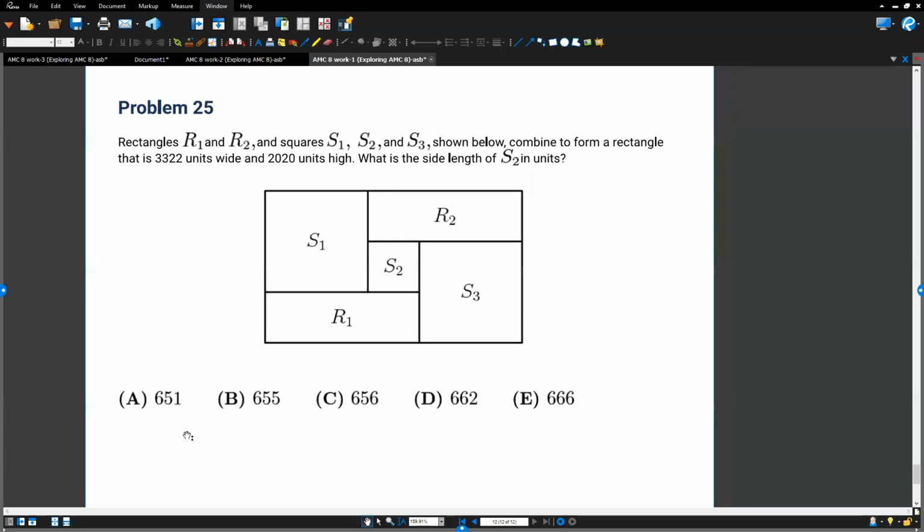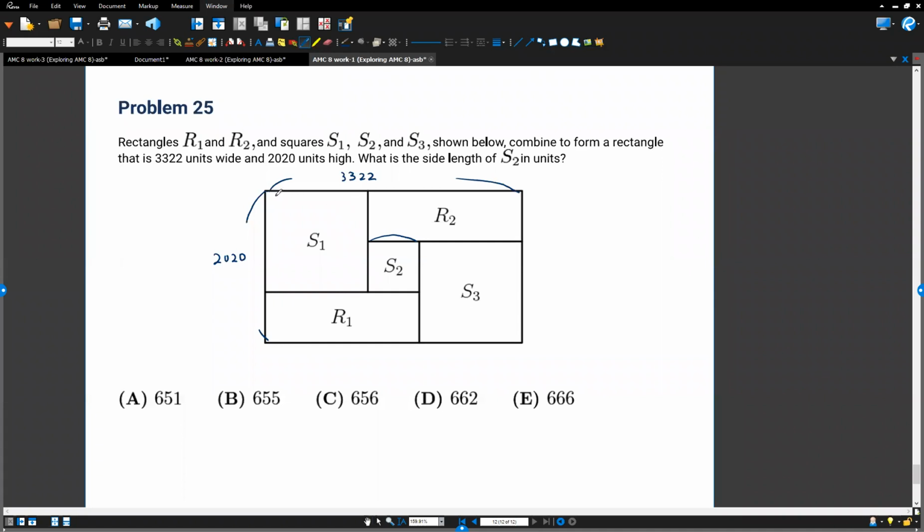R1, R2 is the square. S1, S2, S3, that's just R1, R2 rectangle. S is your squares. So this side is 3,322. Wow, very big number. This side is your 220 unit height. What is the side of length? S2. S2 over here. This is square. S is square. Okay, you can use it.